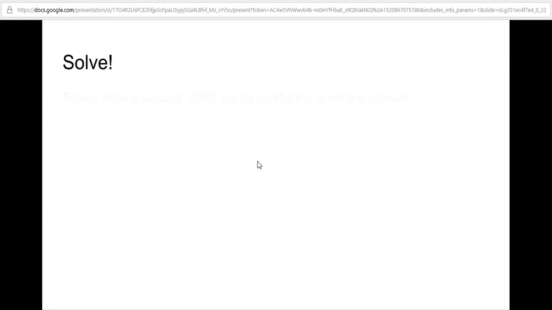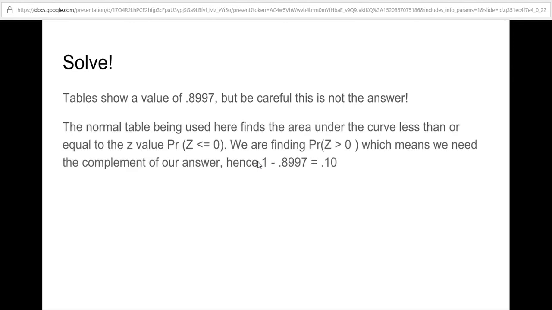But be very careful, this is not the final answer, because the value in the normal distribution tables gives everything less than or equal to the z value, and we're actually trying to find everything greater than the z value. So we need to take the complement of 0.8997: 1 minus 0.8997, to get the other side of the bell curve. And we get a final answer of 0.10.